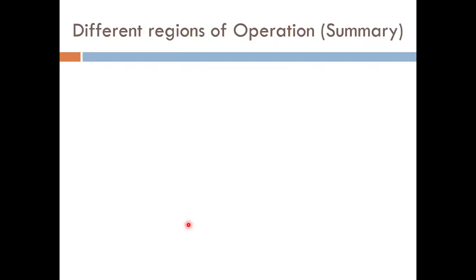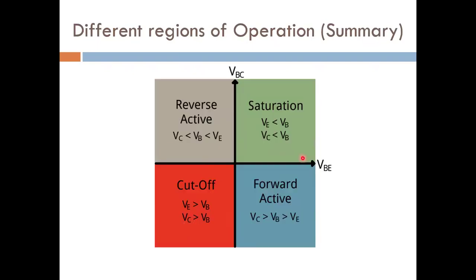So if we summarize, these are the four regions. So when both are forward biased, this is first quadrant, it's saturation. And if base to emitter junction is forward bias, base to collector is reverse bias, this is active or forward active. If base to emitter is reverse bias, base to collector is forward, this is reverse active, which is not used in practice. While if both are reverse biased, so that is cut off.